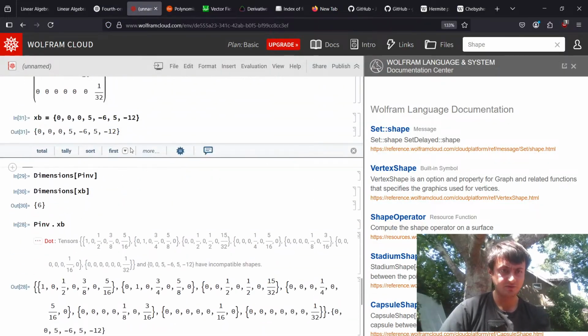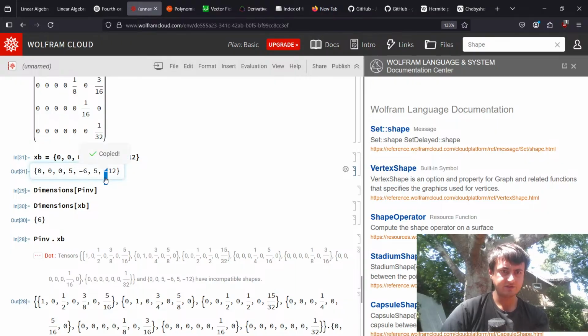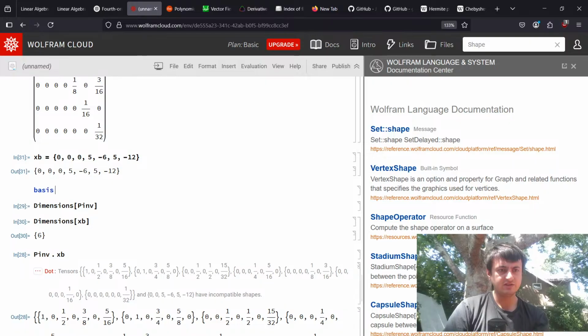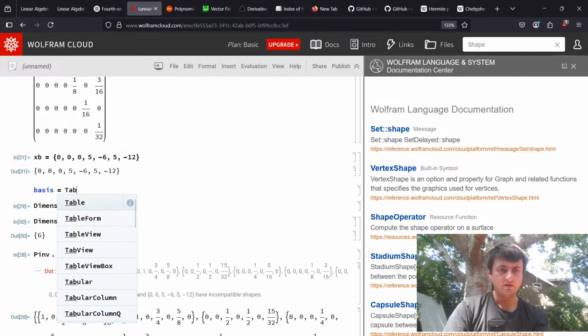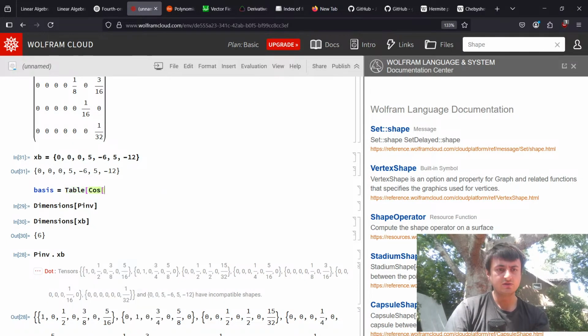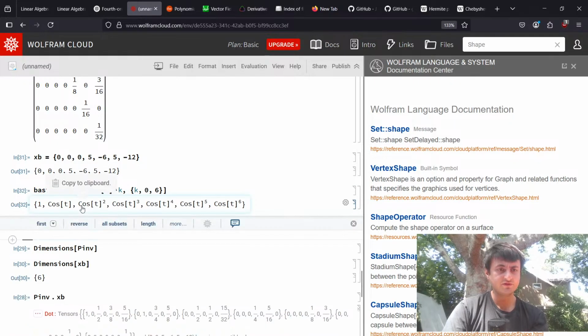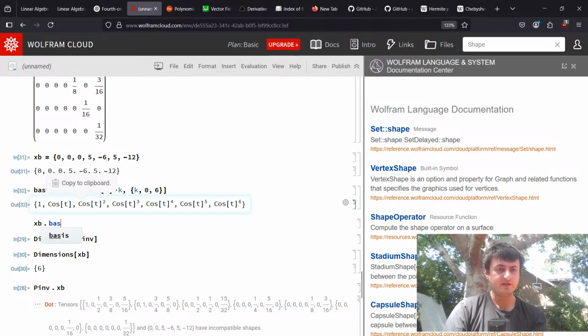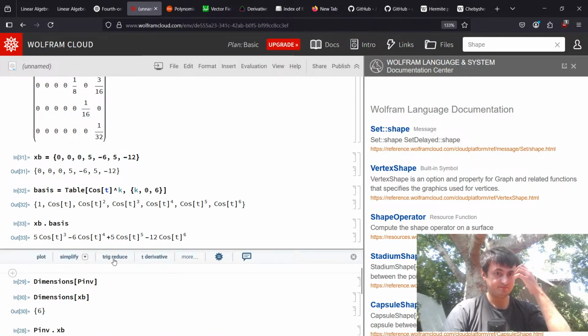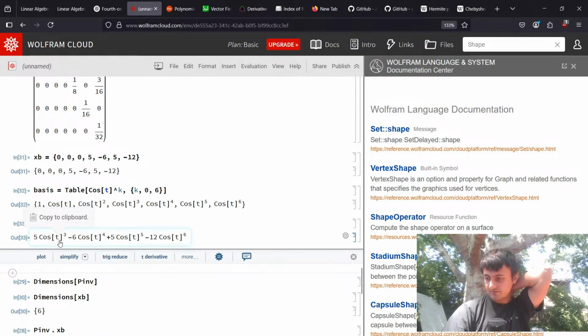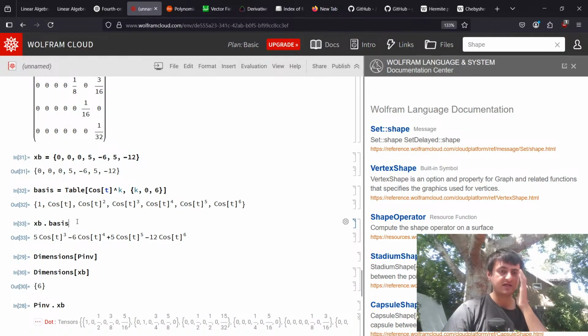All right. So what do we need to do? I'm just going to say our basis is equal to the table of cos t to the k for k up to 6, and then we just do xb dot basis, right? Then we get cos 5 minus 6. Okay, perfect. So this is exactly what we wanted.